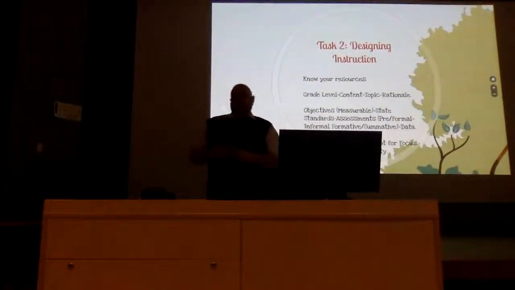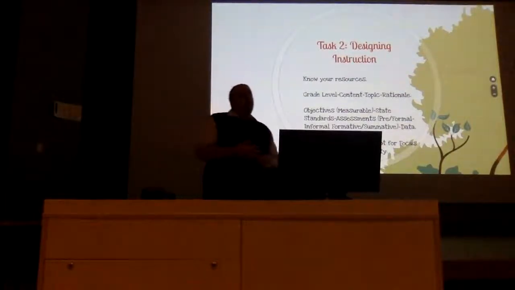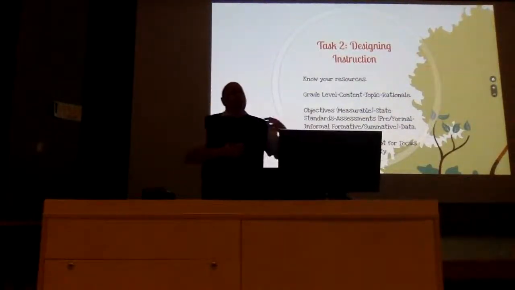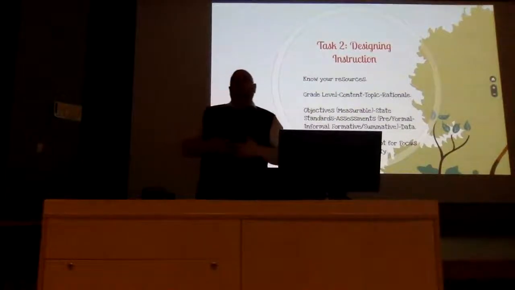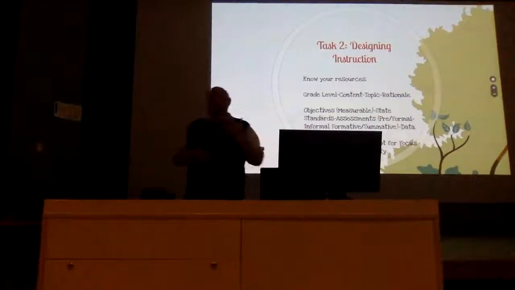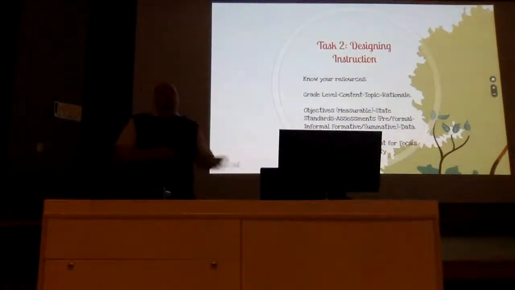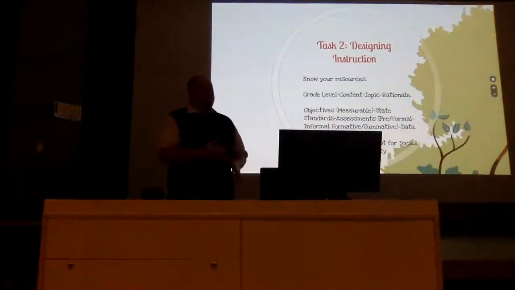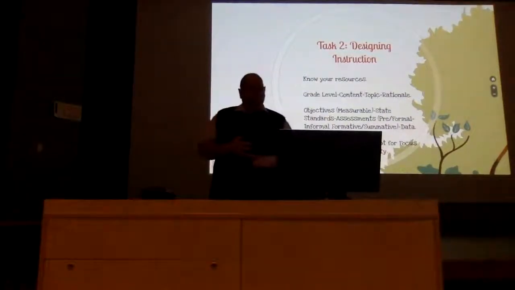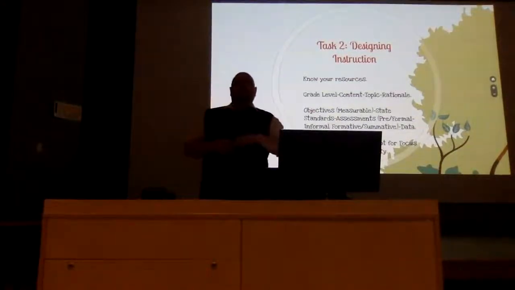So unit of study, grade level content, topic, rationale. This will be something like third grade, social studies, goods and services. The rationale could be a lot of different things. It might be something like, well, in mathematics they're studying currency, so this fits really well with what they're doing in mathematics. Make sure that your learning objectives are measurable and tied to state standards.